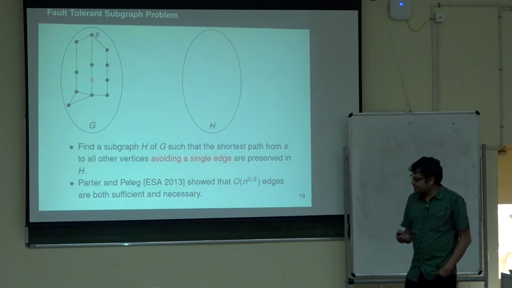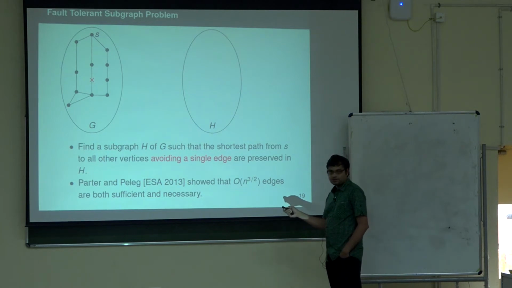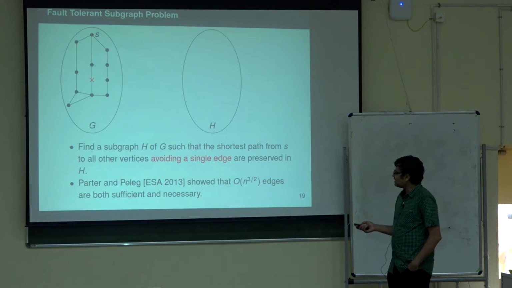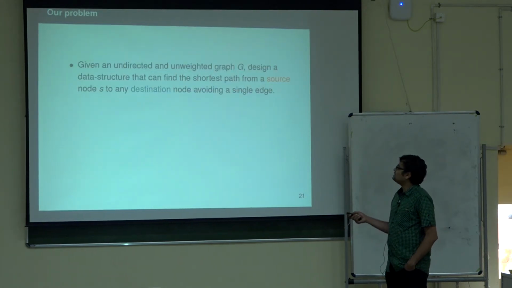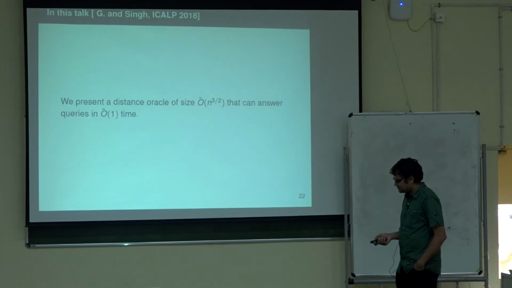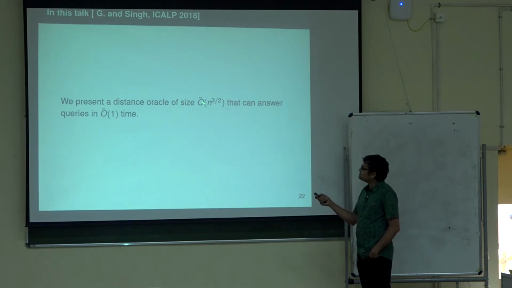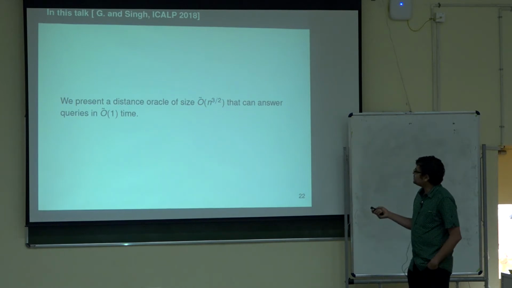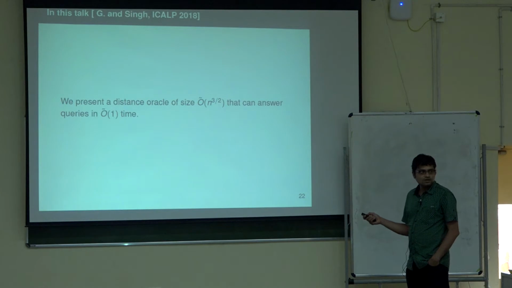Bilò et al. had another algorithm where the space taken was order n raised to 3 by 2, but the query time was order square root of n. Recently, we had this result in which we present a distance oracle whose size is order n raised to 3 by 2. There is this tilde notation which hides log n factors. So the space is order n raised to 3 by 2 and it can answer queries in polylogarithmic time.